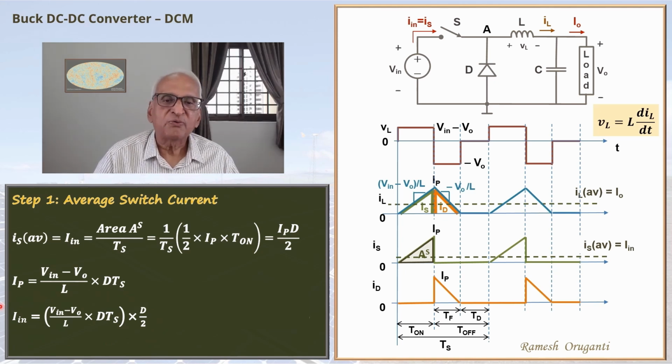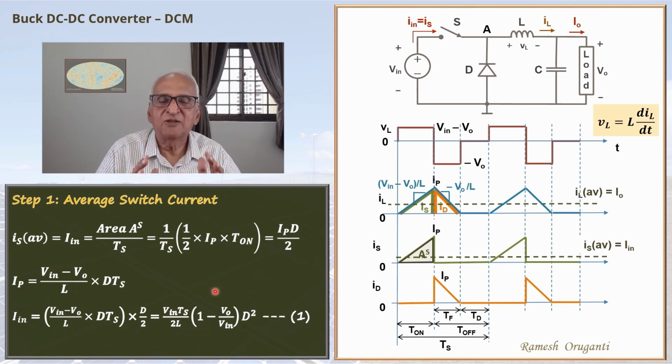So I rewrite this equation in this form, D and D combine to form D square, and Vin I pull it out and it becomes 1 minus V0 by Vin within the bracket, and the rest of the terms I combine together to form Vin Ts by 2L. This is an equation that relates V0, the output voltage, and the input current. We assume we know the duty cycle, we know the switching period, we know the inductance value, we know the input voltage. So this gives the relationship between output voltage V0 and the input current.